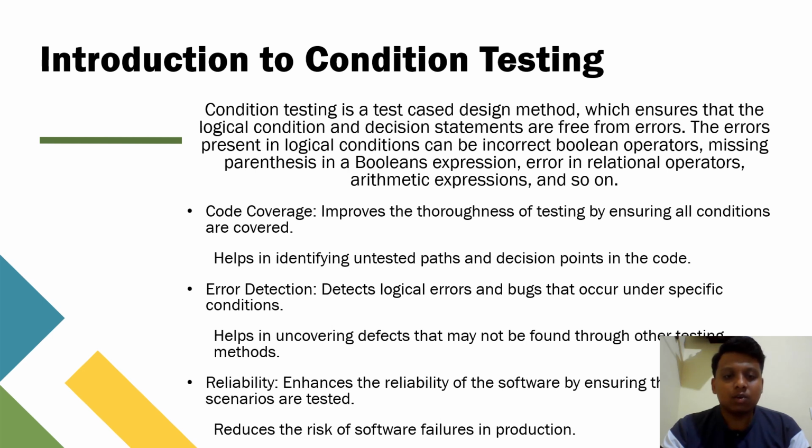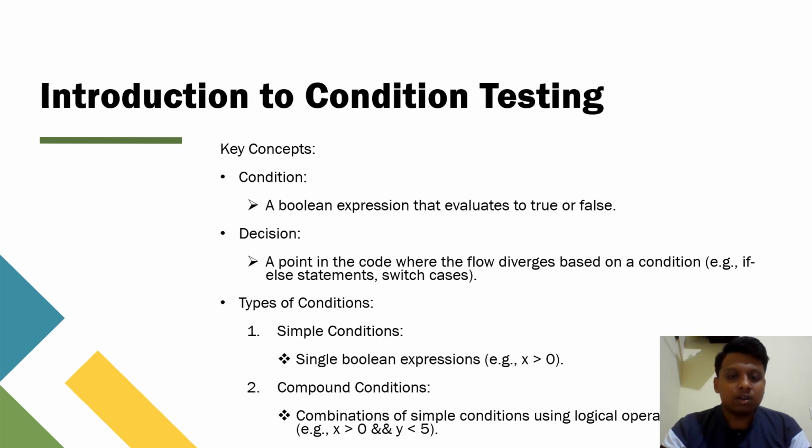Firstly, let us look into the code coverage. Improves thoroughness of testing, ensuring all conditions are covered. Helps in identifying untested paths and decision points in code. Error detection: detects logical errors and bugs that occur under specific conditions. Helps in covering defects that may not be found through other testing methods. Reliability: enhancing the reliability of software and ensuring all possible scenarios are tested, reducing the risk of software failures in production.